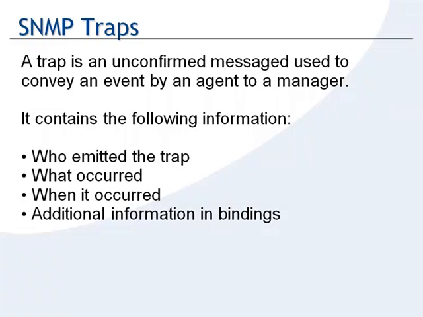So, SNMP traps are an unconfirmed message used to convey an event by an agent to a manager. It contains the following information: who emitted the trap, what occurred with the trap, when the event occurred rather, and any additional information stored in var bindings. We've talked about var bindings a little bit thus far. You, as the developer of a network management system, get to determine what you do based on this received information. So whether you just simply store it in a log file, or you store it in a database, or you use it as part of a more sophisticated event correlation system. We kind of discussed that a little bit last time when we talked about fault management.